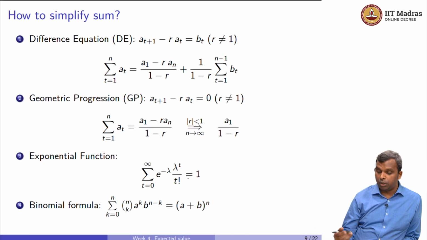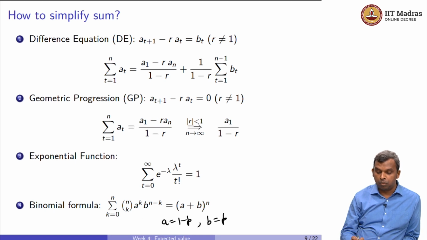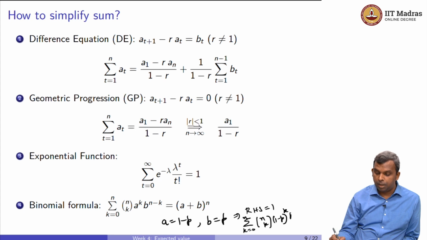A particular thing to note here is, if you set a equals 1 minus p and b equals p, the right hand side becomes 1. And what is the left hand side? On the left hand side you will get the binomial PMF values. So summation k equals 0 to n, n choose k, (1 minus p) power k times p power n minus k.